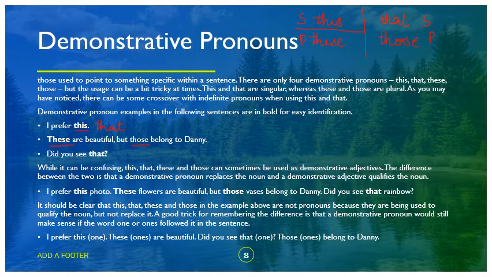While it can be confusing, this, that, these, and those can sometimes be used as demonstrative adjectives. The difference between the two is that a demonstrative pronoun replaces the noun and a demonstrative adjective qualifies the noun. When it is mentioned here qualifies the noun, it means that it gives us more information about a noun.